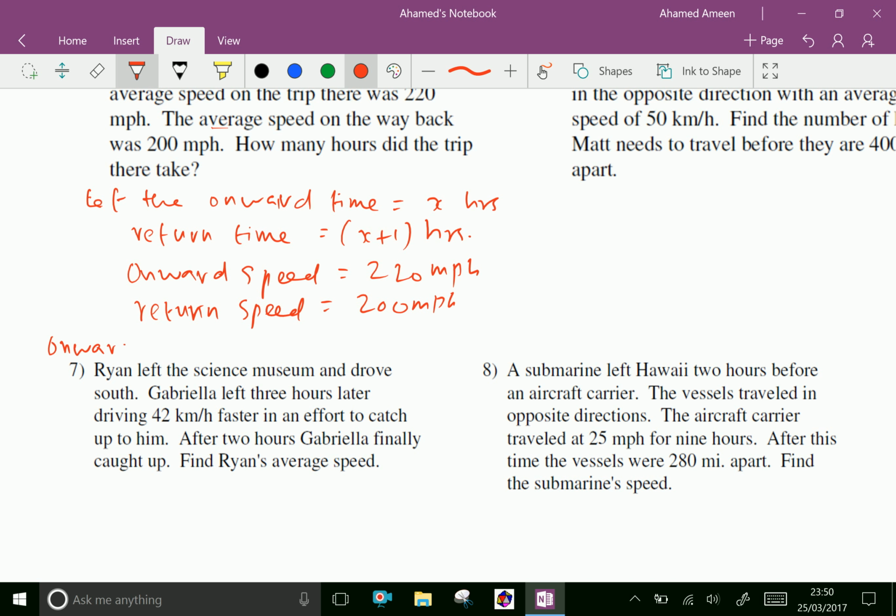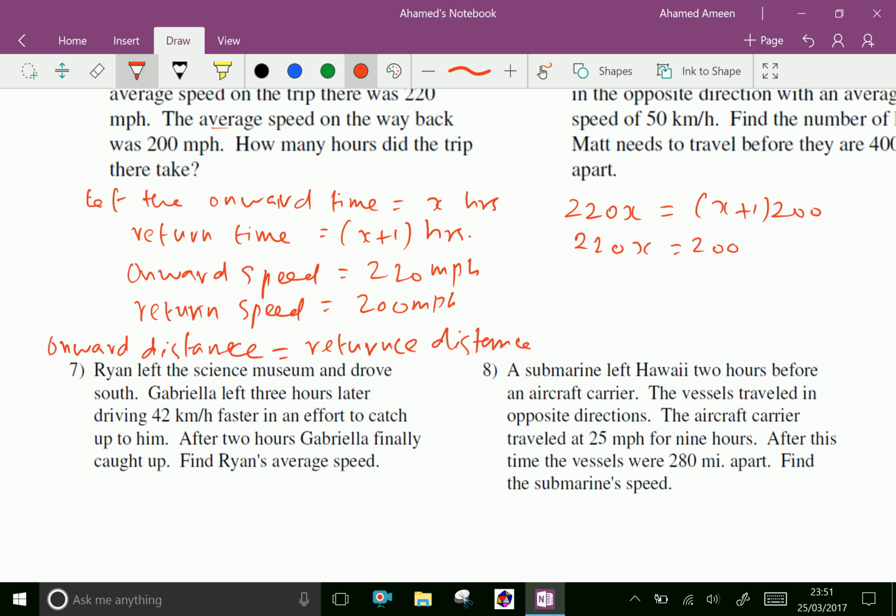Onward distance equal return distance. Therefore, speed into time is distance, that is 220x equal x plus 1 into 200. Therefore, 220x equal 200x plus 200 into 1, is 200.